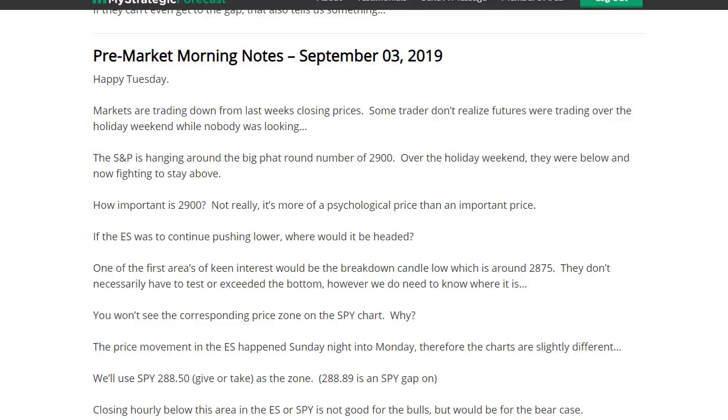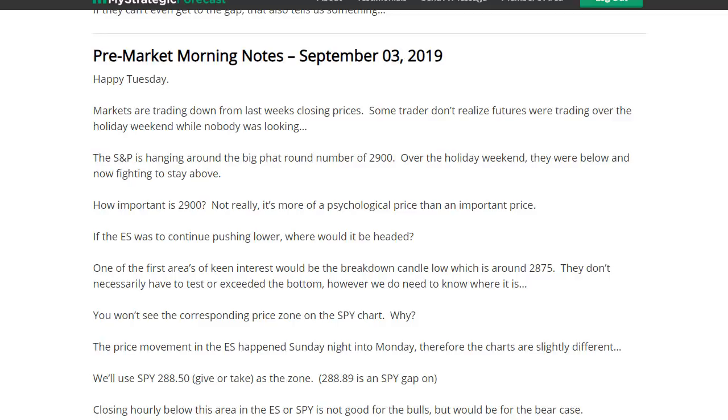For those of you who may not be aware, the futures did trade over the holiday weekend. They opened Sunday night, closed halfway through the day on Monday, opened again Monday night and traded on through. Why do they do that? Have no idea.